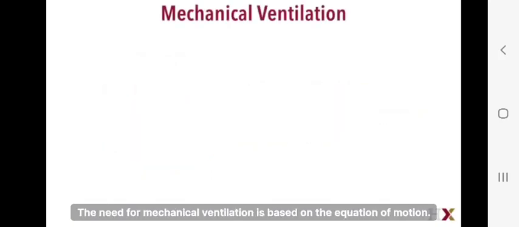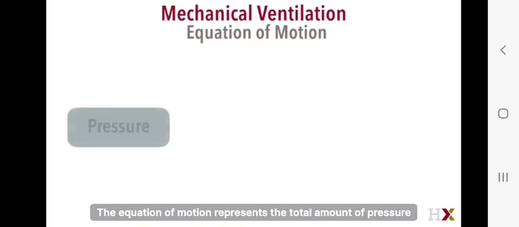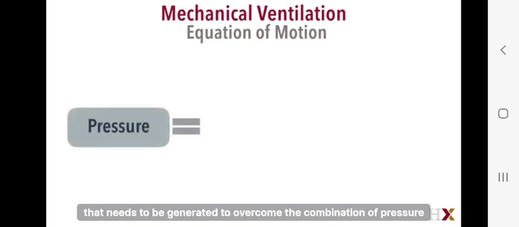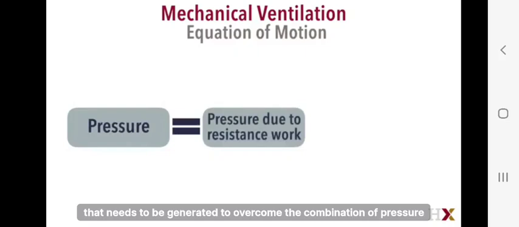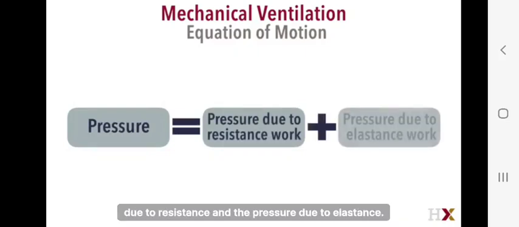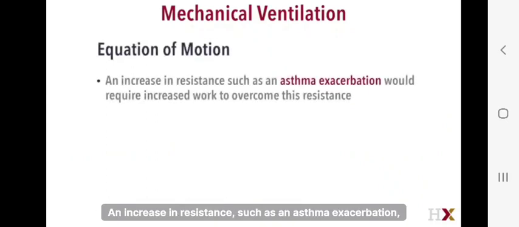The need for mechanical ventilation is based on the equation of motion. The equation of motion represents the total amount of pressure that needs to be generated to overcome the combination of pressure due to resistance and the pressure due to elastance. An increase in resistance, such as an asthma exacerbation, would require increased work to overcome this resistance.